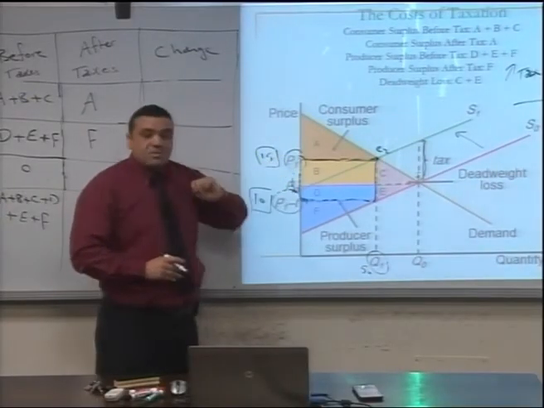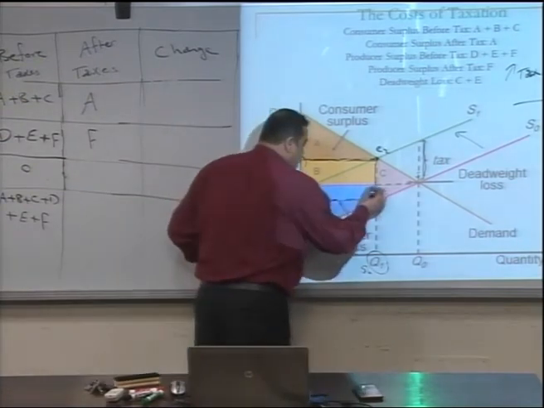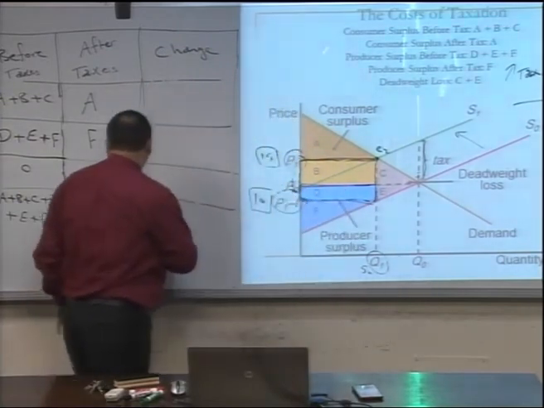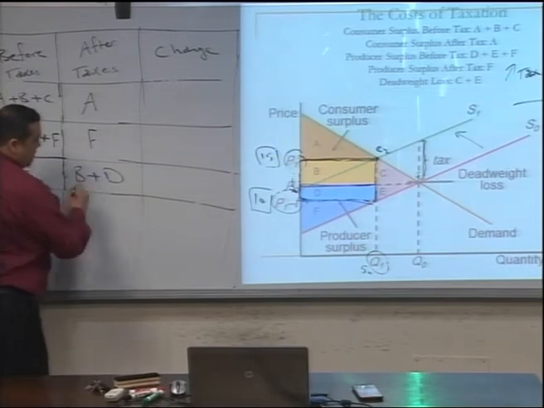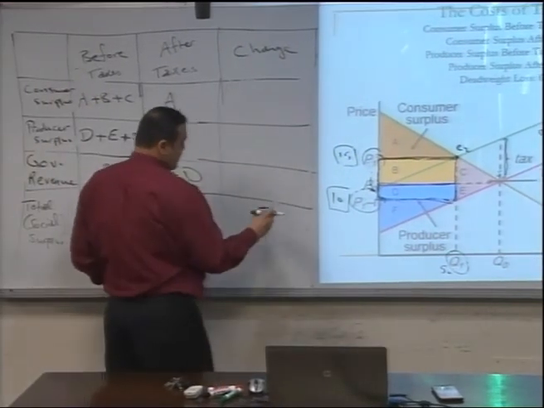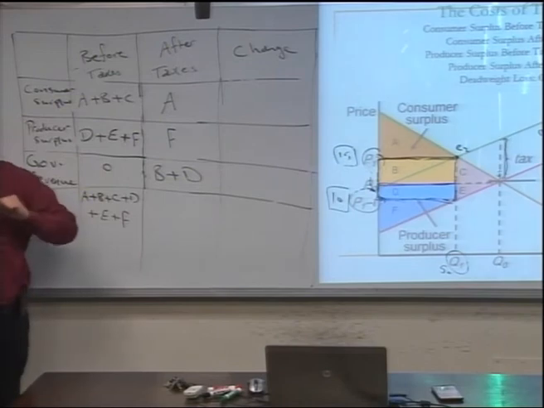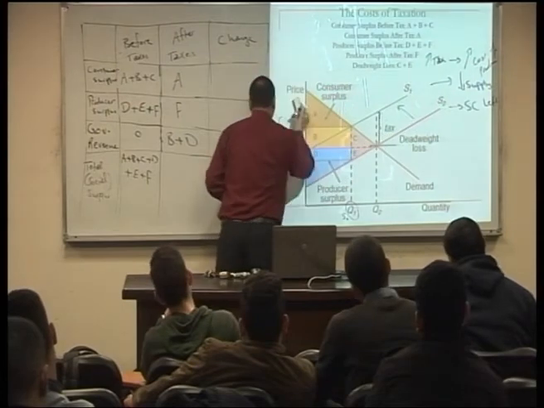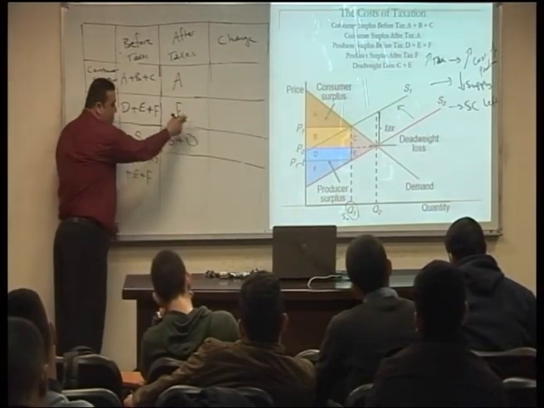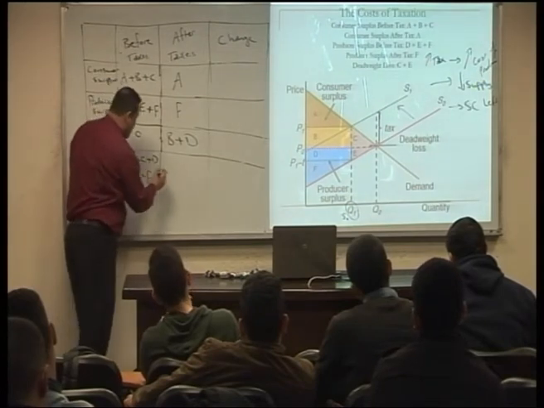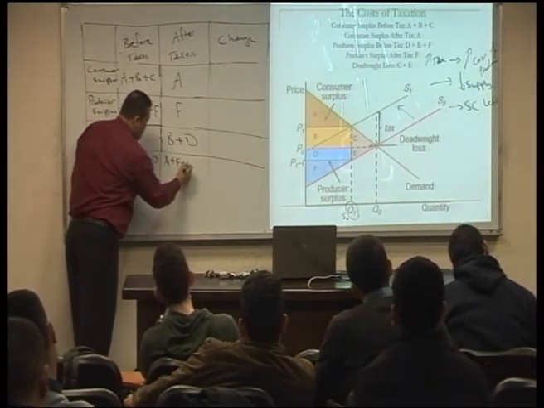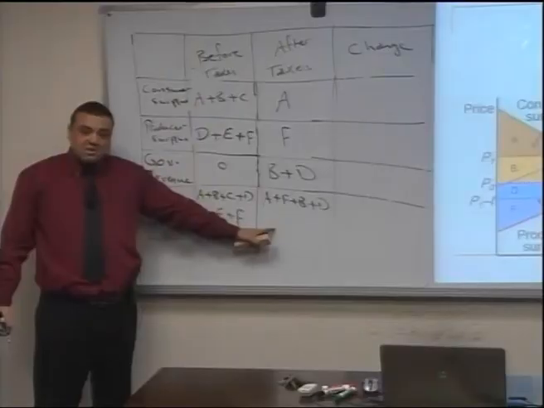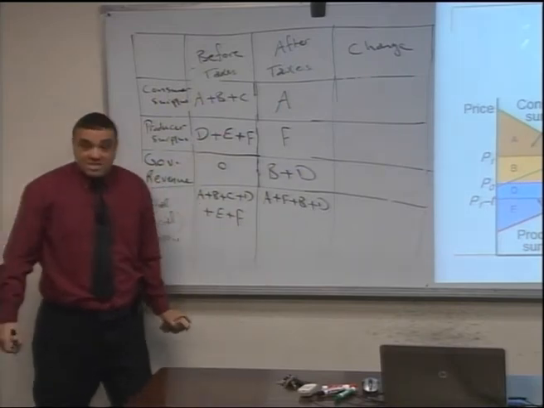So the government revenue of tax can be represented by the areas B and D. So B plus D is the government revenue of tax. So the total social welfare after imposing taxes equals A plus F plus B plus D. I think there is a big decrease in the social welfare due to the sales taxes.